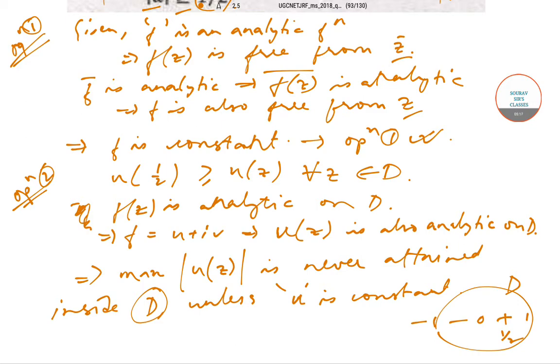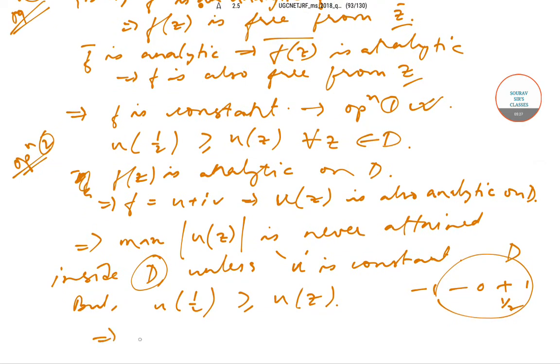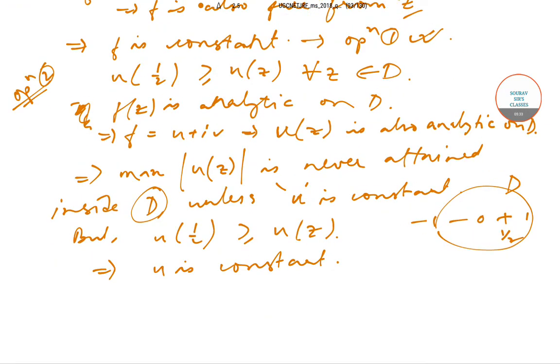But here we have been given that u of 1 by 2 is greater than or equal to u of z. So that implies that u is constant. Now if u is constant, that implies that f, which is equal to u plus iv, is also constant. So therefore option 2 is also correct.